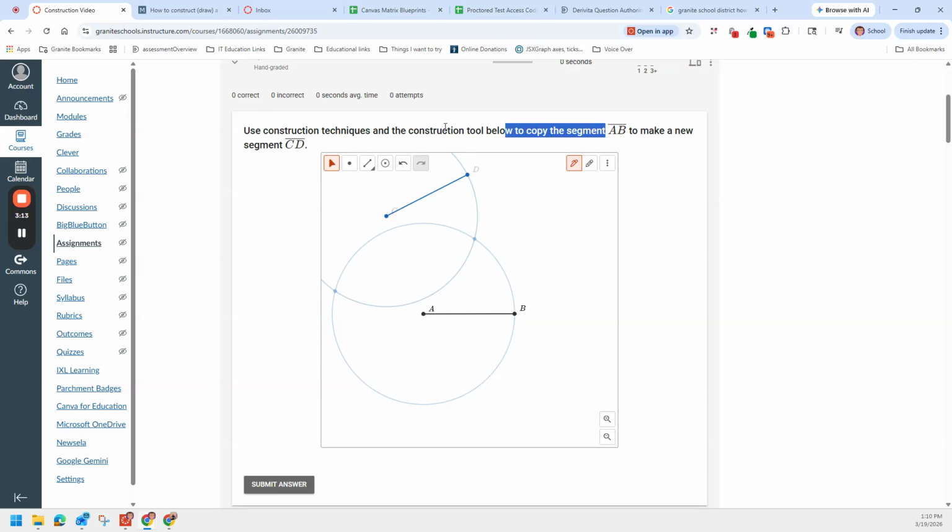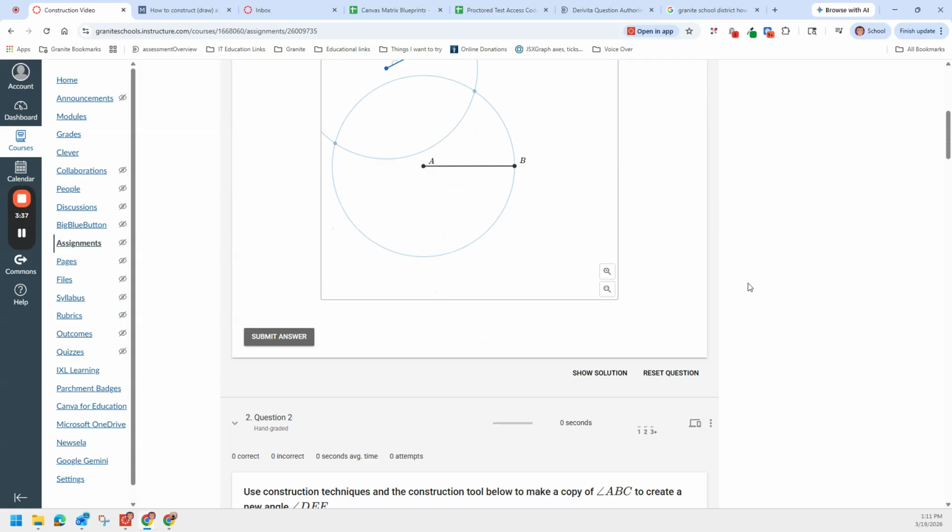All right, so that's our first tool. Remember, when we want to copy a length, we're going to be using circles. We're going to be using a compass in order to do that, because this circle has the same radius as this circle. So going from the center to the edge, we know we will create that same length. That is an important concept for us to remember as we are doing constructions.